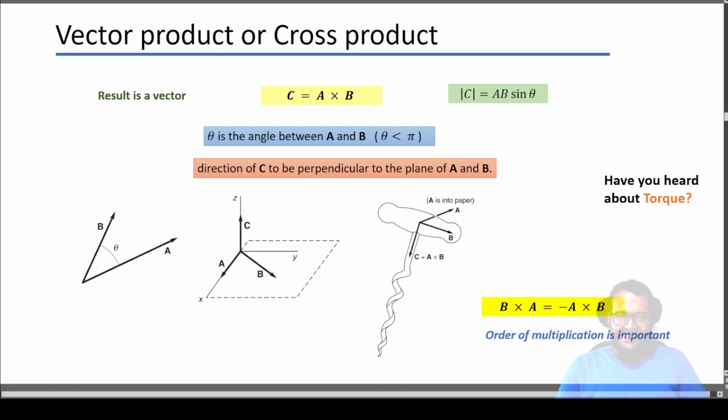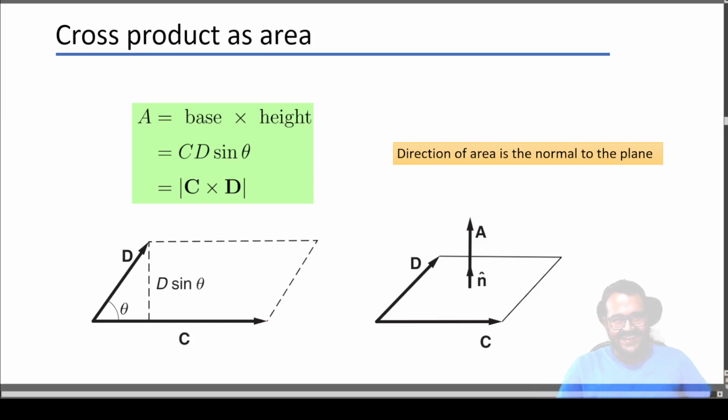Okay, so no issues. Cross product represents area. So if C is the base and D the height, C cross D will be the area here. And the direction of the area is the normal to the plane. So if C and D lie in a plane, the area vector is in the normal direction to the plane. So okay, I think you got it. C cross D is CD sine theta, and CD sine theta is the area. This is the base, this is the height.